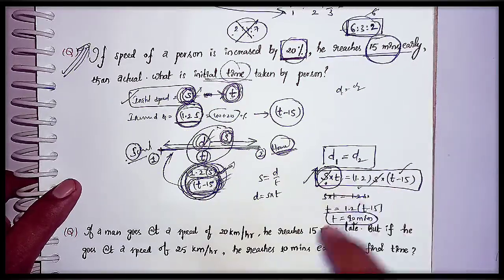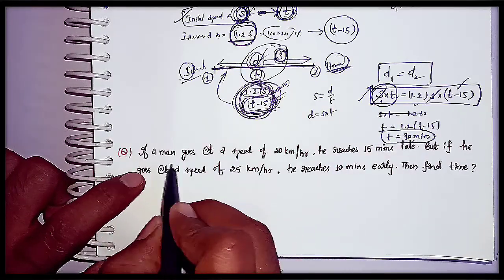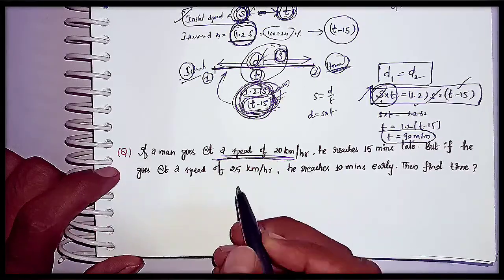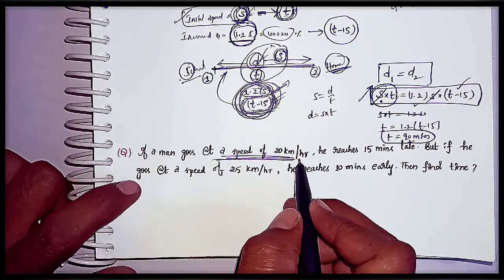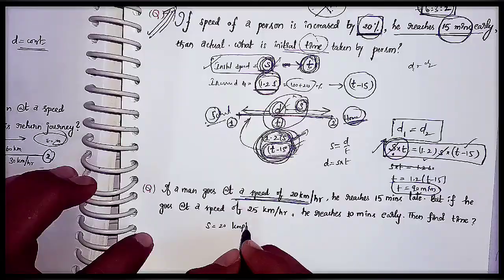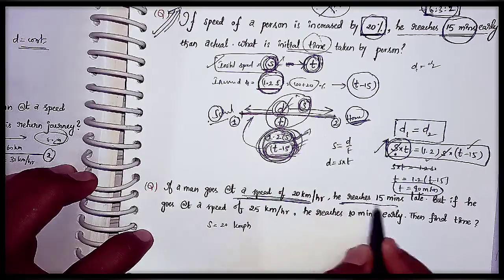Okay, this type of model we will solve here. This is the same question as before. If a man goes at a speed of 20 km per hour, that is the speed given, 20 km per hour, and he reaches 15 minutes late.